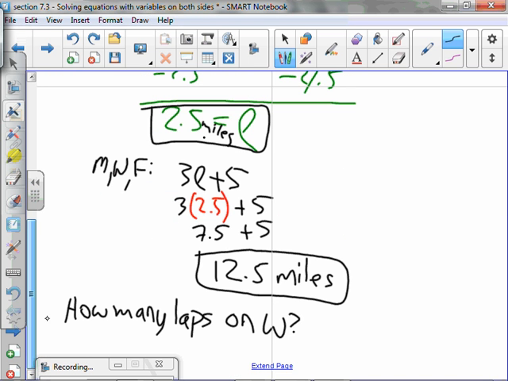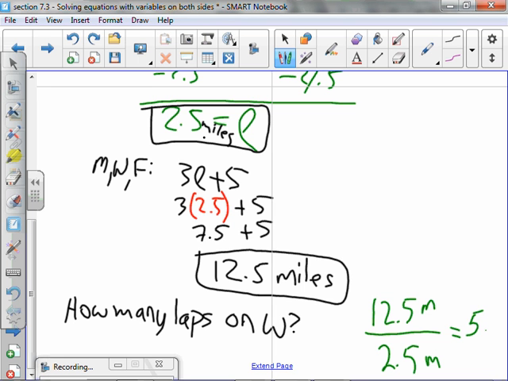Okay. So what I need to do is I know that on Wednesdays I'm running the same as every day, which is 12.5 miles. But I know I'm doing it around a track that is 2.5 miles long. So 12.5 divided by 2.5, I need to figure out how many that is, and that is going to equal 5 laps. You can verify that on a calculator. That is the way you do that.